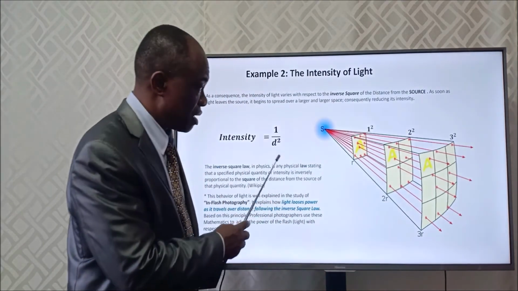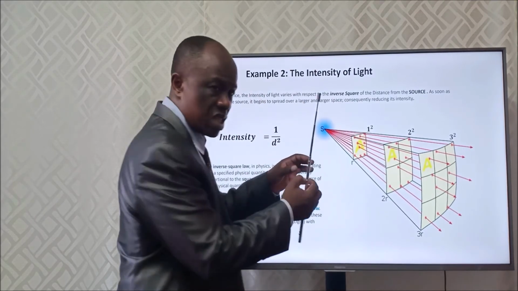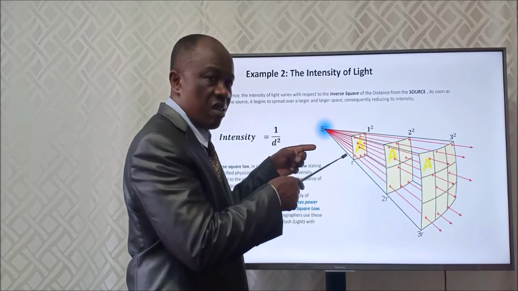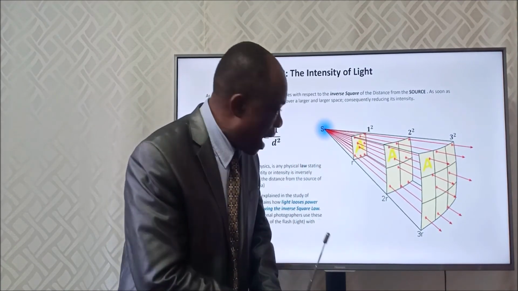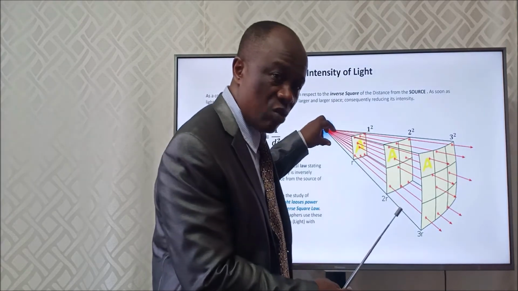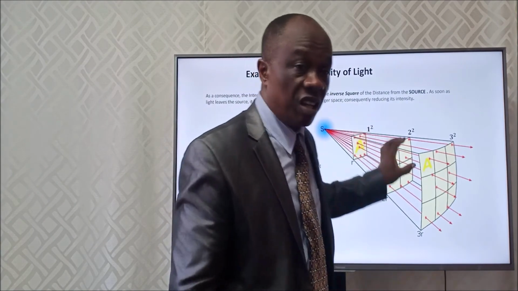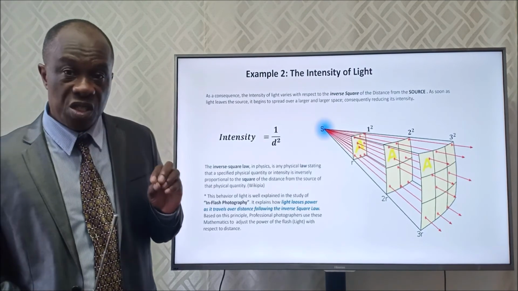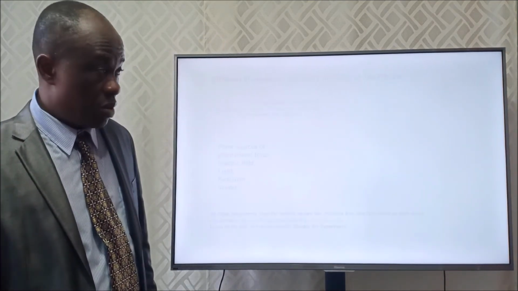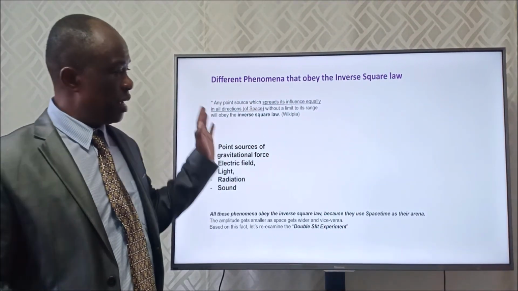We saw here that as light leaves the source here, the space starts getting bigger and bigger. Consequently, the intensity is getting smaller and smaller. Why? Because space is wider and the little quantity of light which is here must fit within the area limited or dictated by the square law. Light loses power as it travels through distance. We have other phenomena also which obey the square law or the inverse square law.